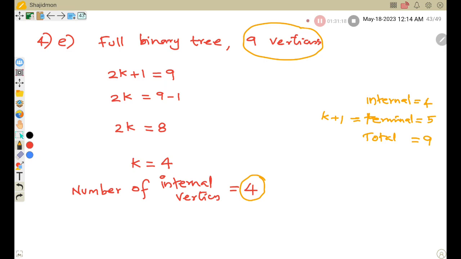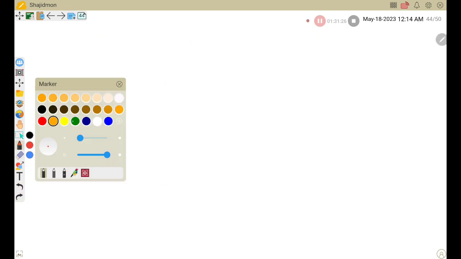Now we will draw the graph. Is it possible, or do we need to check that? Internally we need 4 vertices, so I can show the graph here. Internally it should have 4 vertices. So 1 here, this is the root vertex. Second, V1, V2. So V3 here. Now one more we need to draw, V4.